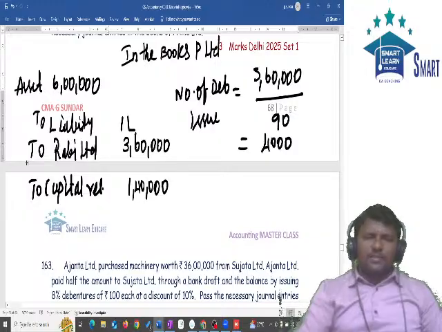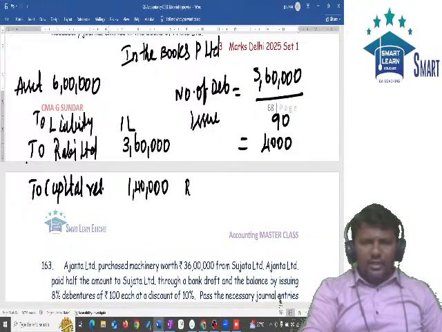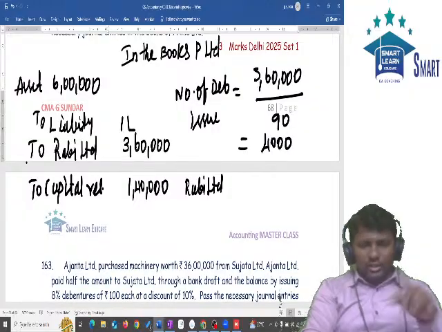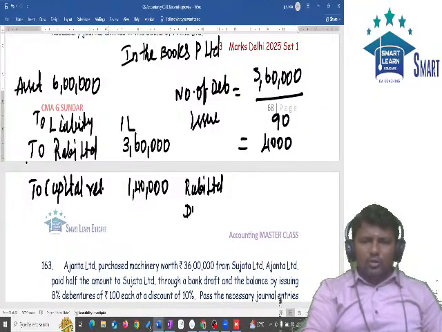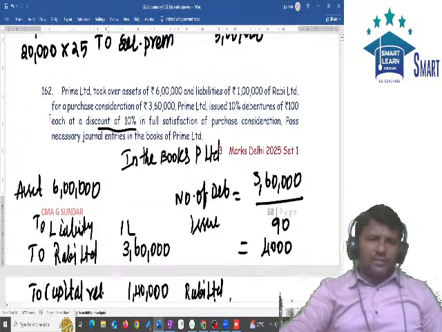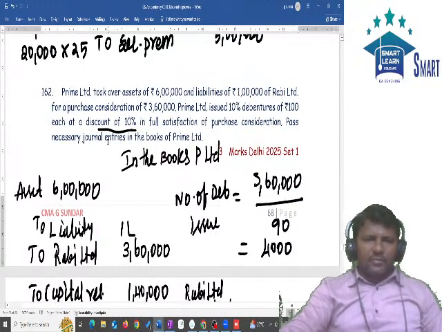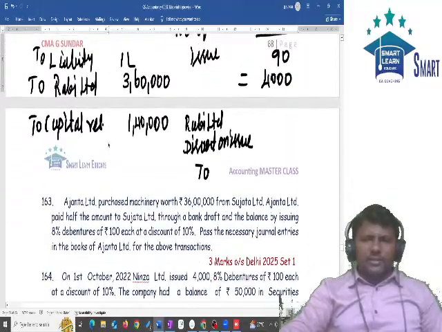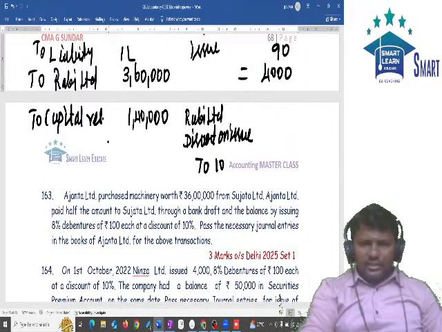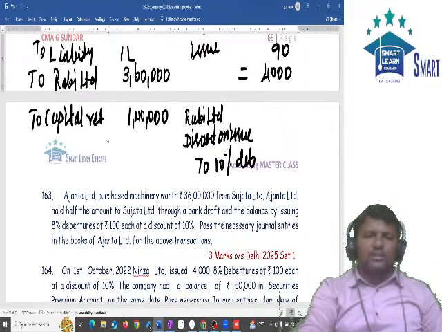Now we need to pass the payment entry. What is the payment entry? Rabi Limited account debit. It is issued at a discount. Our discount account should be debited. Discount on issue of debentures account should be debited. What is the percentage debenture we have? It is 10%. 10 percentage debentures.